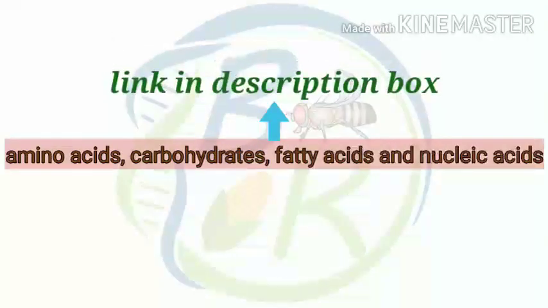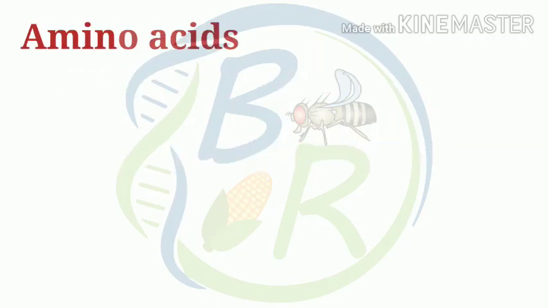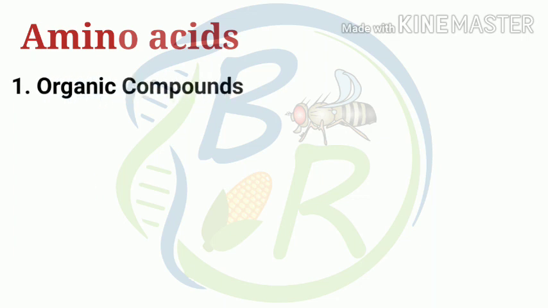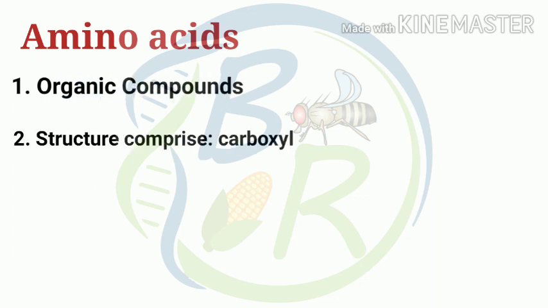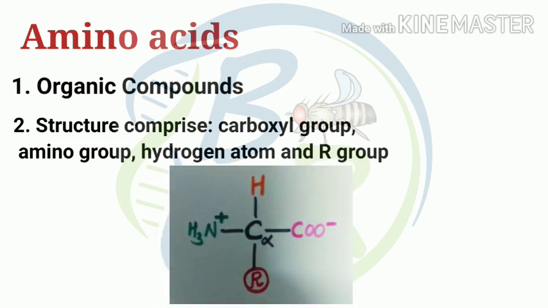Among the different biomolecules I introduced to you in the previous lecture, today we are going to start specifically with the amino acids. Amino acids are organic compounds, and their structure comprises four variable groups linked to a central carbon atom: the carboxyl group, amino group, hydrogen group, and the R group. The R group is the variable one, which changes in all sorts of amino acids, which we are going to discuss further in this lecture.